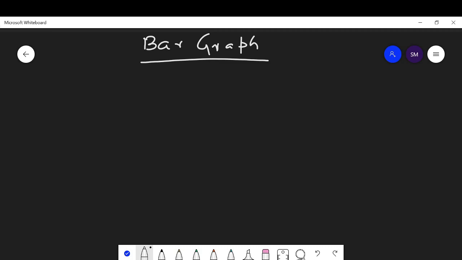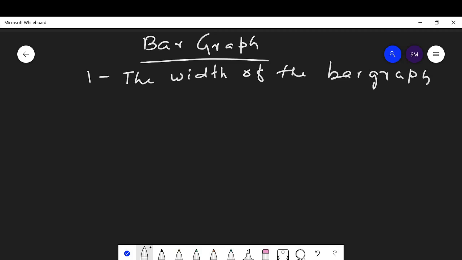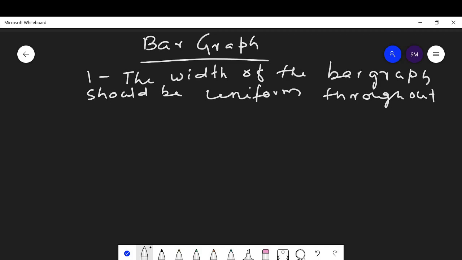While constructing a bar graph, the following points should be kept in mind. The first point: the width of the bars should be uniform throughout. I have already told you, students, please practice your worksheet and ask me your doubts.